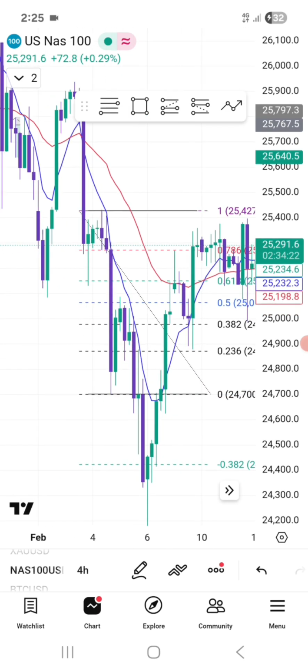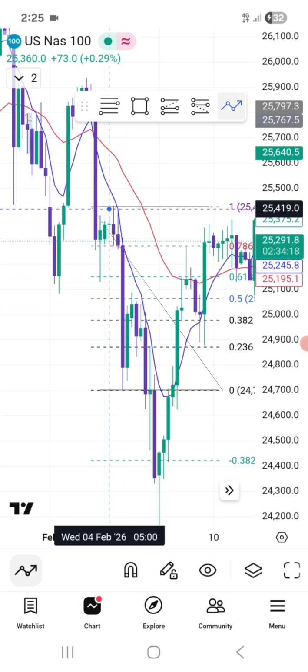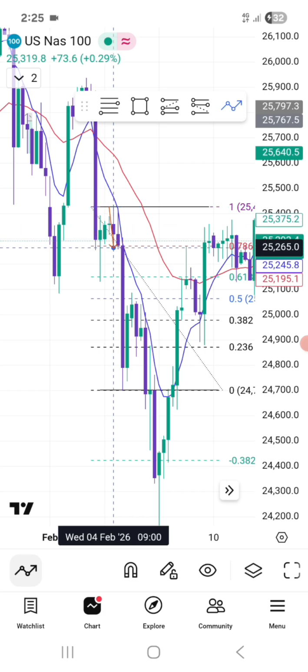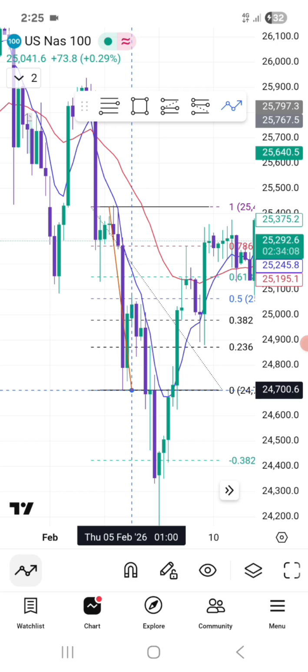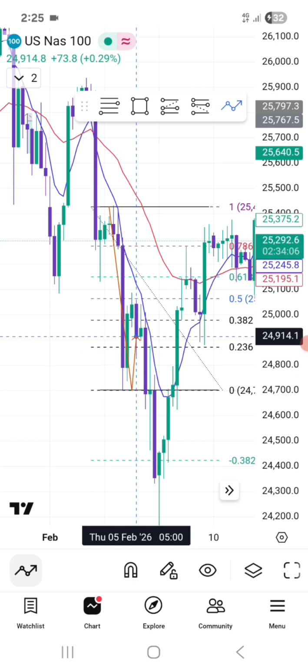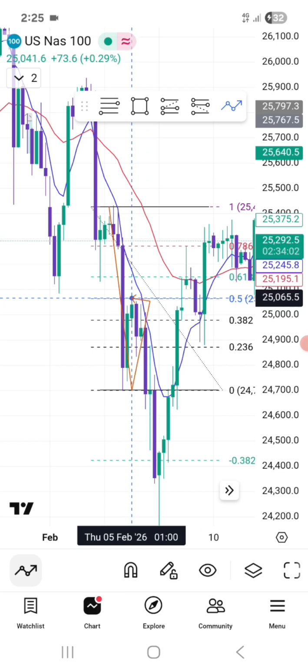So as we can see here, once we have plotted, price essentially came from the swing high point to the swing low point, and then it has retraced to the 50% level of our Fibonacci. So it has retraced to the 50% of our Fibonacci.